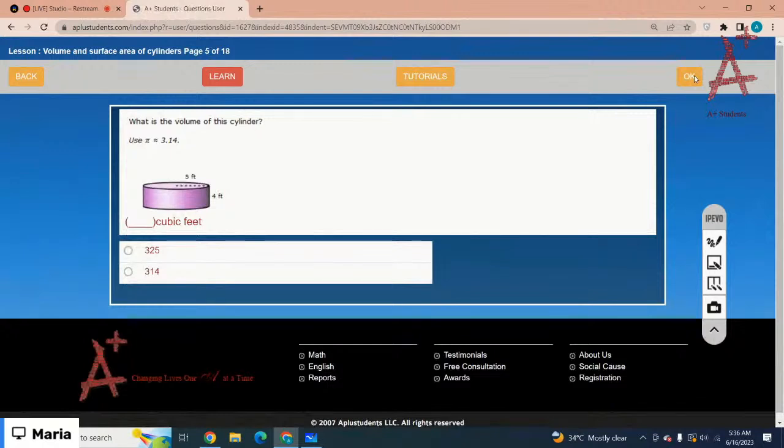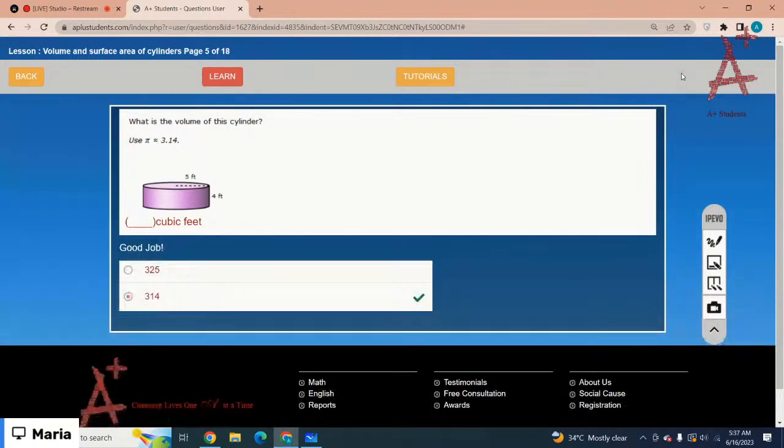Okay, the next one is what is the volume of the cylinder? So you have to do V equals pi r squared h. r is 5. 5 squared is 25. 5 times 5 is 25, 25 times 4 is 100, and 100 times 3.14 is 314. Got it?